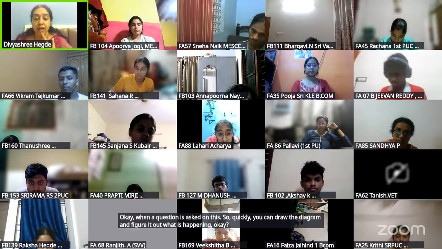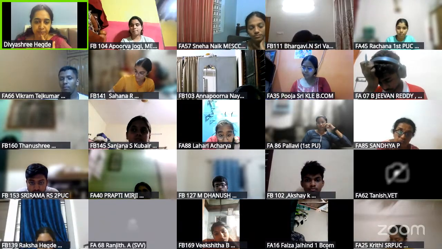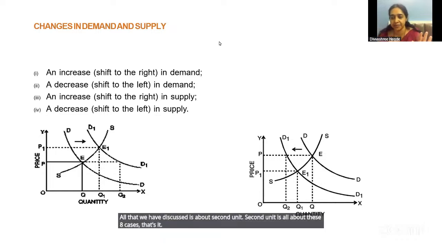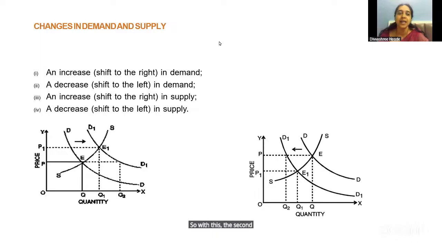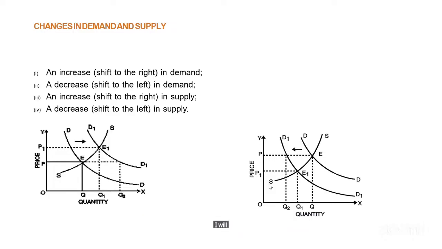Okay, so now all that we have discussed is about the second unit. The second unit is all about these 8 cases. That's it. With this, the second unit is over. But anyway, I want you to read this and look at the diagram and understand. If you have any doubt, ask me. I will keep the slide for a minute.